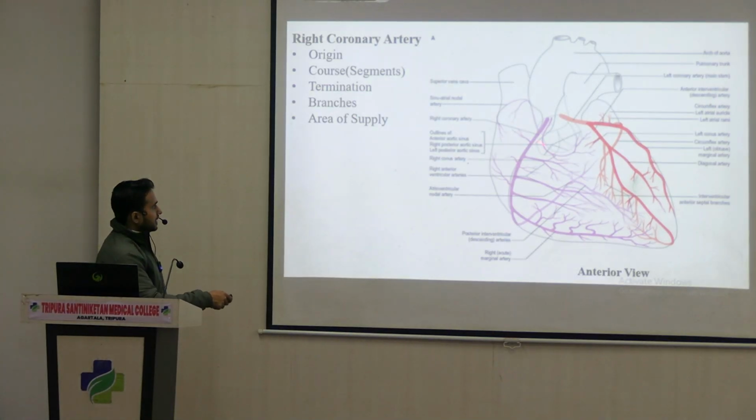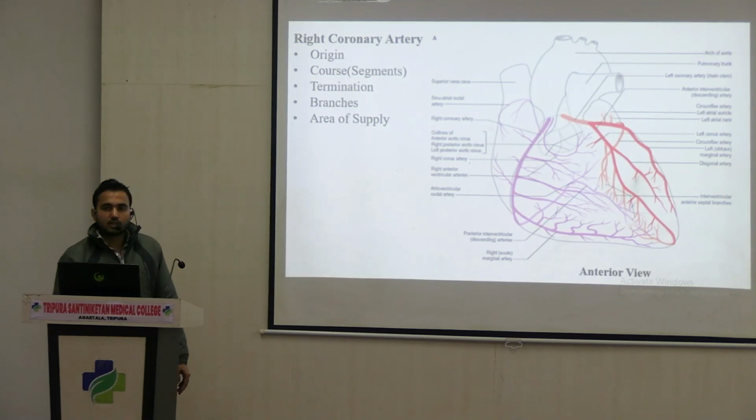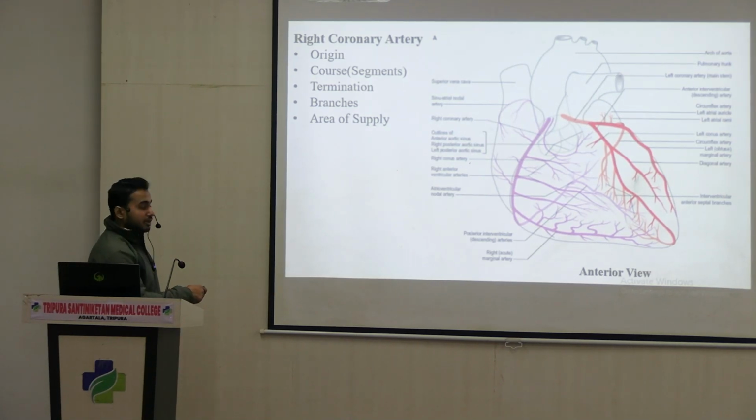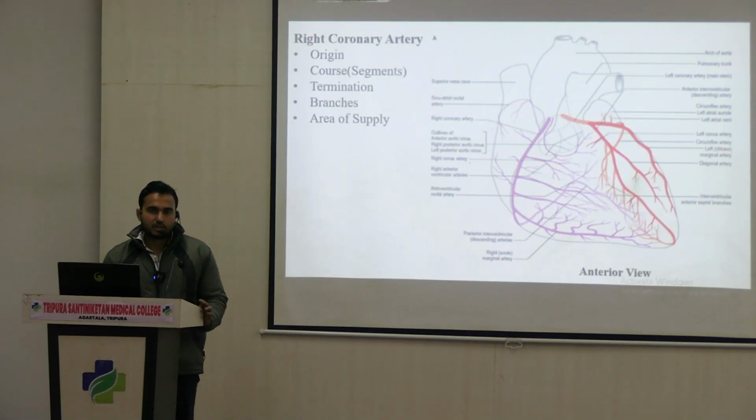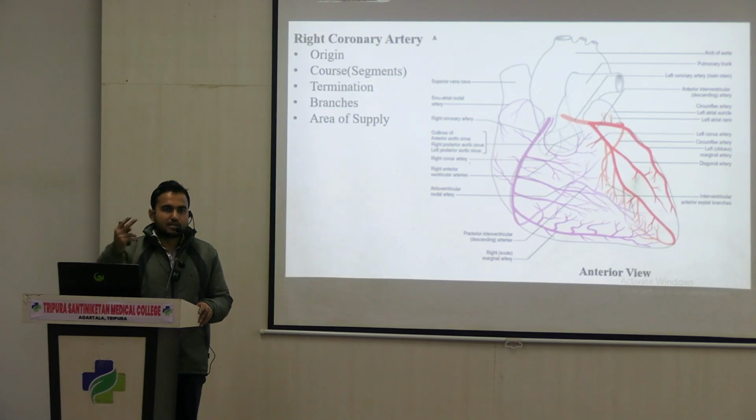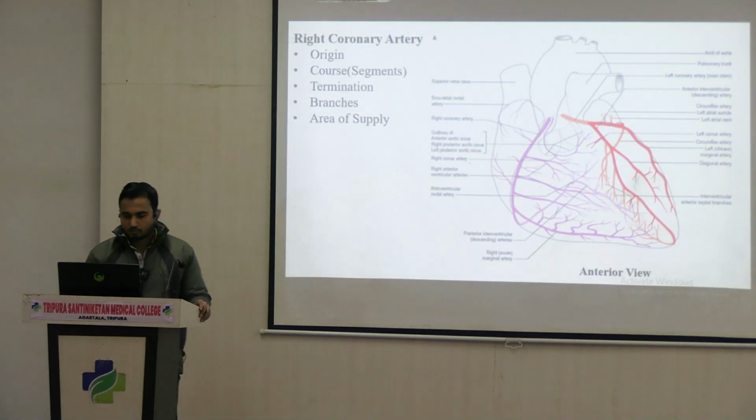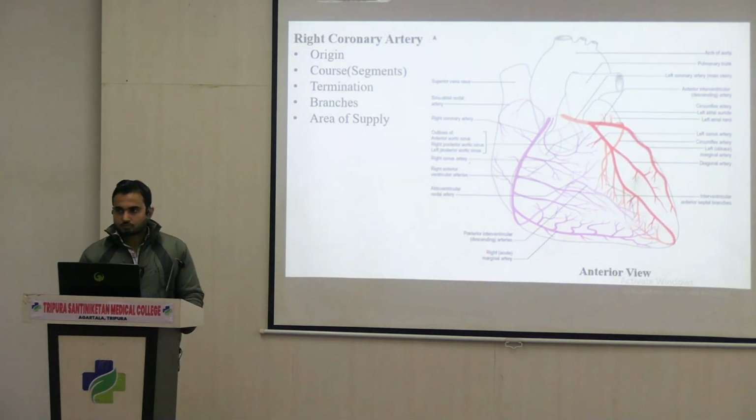So here you can see so many branches are coming out from the right coronary artery. And after that, the area of supply. That means which areas of the heart are supplied by the right coronary artery. These are the points that must be there whenever you are writing about any of the coronary arteries. Is it clear? Don't just write every starting, it arises, then it goes here, then it gives branches. Don't mix everything together. Write it separately.